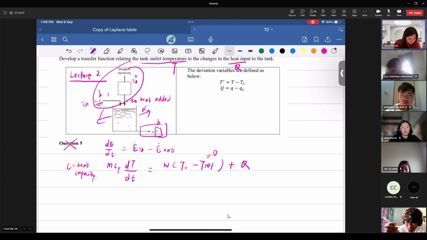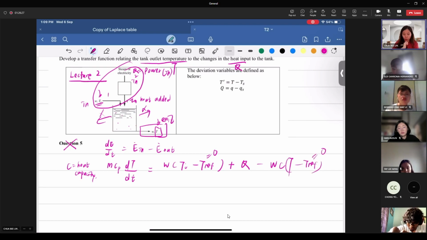For this one I use Q. Whatever symbol they use in the question for heat, let's say I'm using Q. This is the power, because you are using the mass rate. So it is in power, meaning kilowatt or watt, not joules, because the equation is a rate of energy. Then minus the out, which will be W C (T minus T ref), where the reference temperature is also 0.